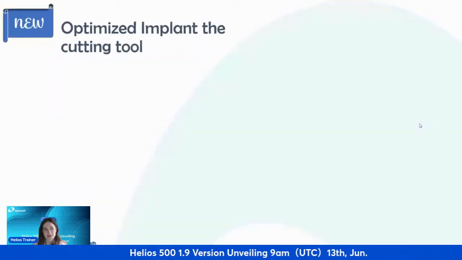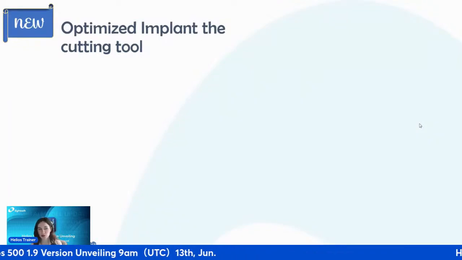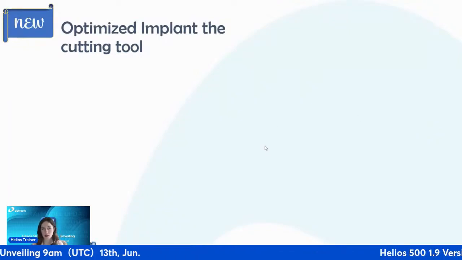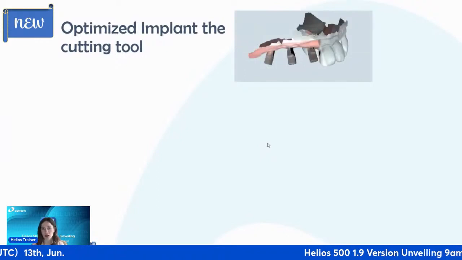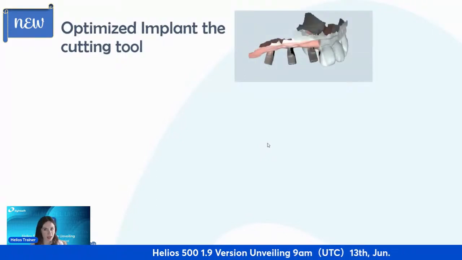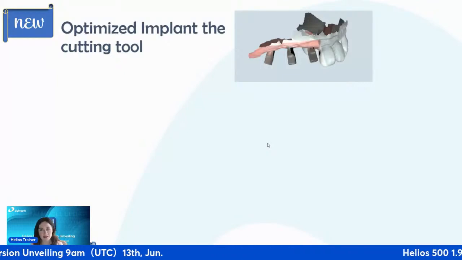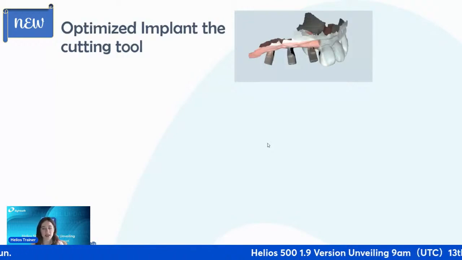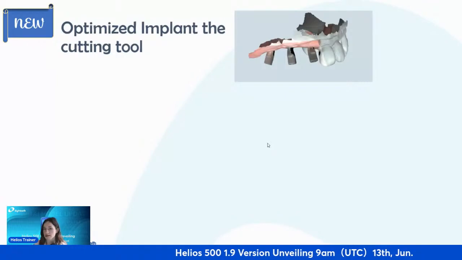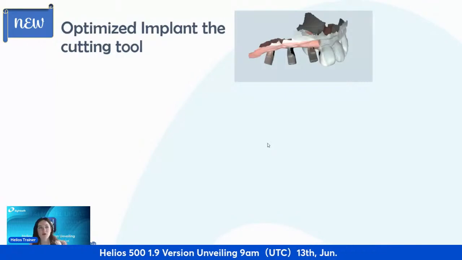What is next? Optimized implant cutting tool. We have a new tool for you. What does it mean for implants? First, if you have an implant, not abutment, scan body. As you know, scan bodies are transfer pieces used to capture implants, like in the picture. We had some difficulties, but we improved this feature very nicely.